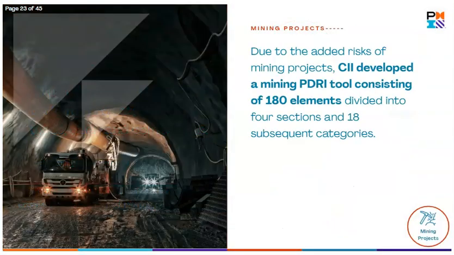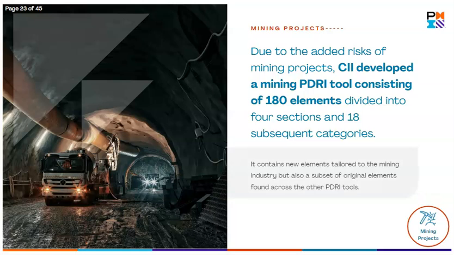Due to the added risks of mining projects, CII developed a mining PDRI tool consisting of 180 elements divided into 4 sections and 18 subsequent categories. It contains new elements tailored to the mining industry, but also a subset of original elements found across the other PDRI tools.